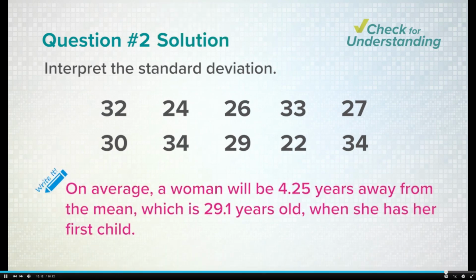All right, so let's take a look at the solution to this question. On average, a woman will be 4.25 years away from the mean, which is 29.1 years old, when she has her first child. What's in red there is the structure you'll want to use when you interpret standard deviation.